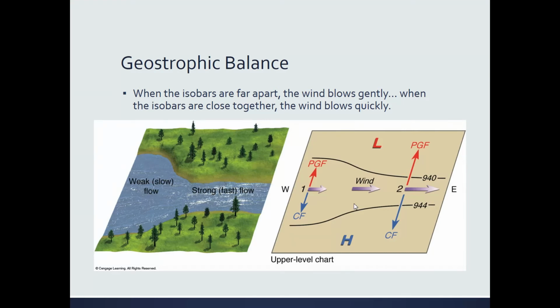Now, the geostrophic balance acts like water in a stream. When the isobars, and remember those are lines of constant pressure, when they're far apart, that means you have a small difference over a large area. Therefore, the wind is going to be very weak. Why? Because the pressure gradient force is going to be very weak. However, if the isobars are very close to each other, just like we talked about in the last lecture, close isobars means strong pressure gradient. In that case, you get strong winds. You get fast-blowing winds.